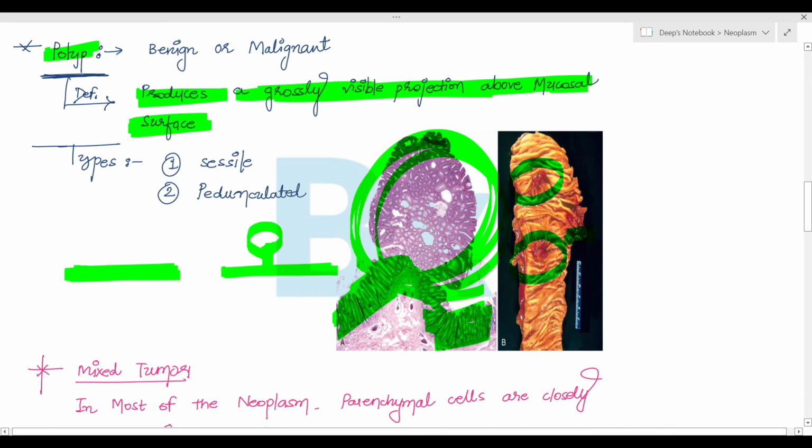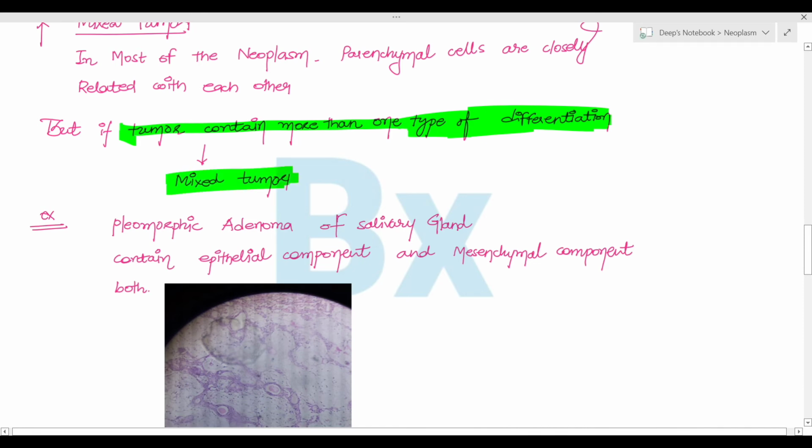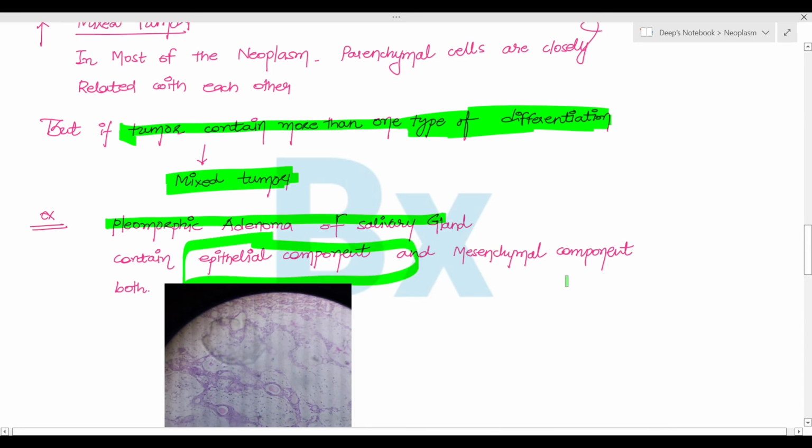Okay, a polyp could be benign or it could be malignant. Now what is a mixed tumor? Normally, in a neoplasm all the parenchymal cells are closely related with each other. But if the tumor contains more than one type of differentiation, meaning more than one type of cells, then it's called a mixed tumor. For example, pleomorphic adenoma of the salivary gland. It contains an epithelial component and a mesenchymal component.